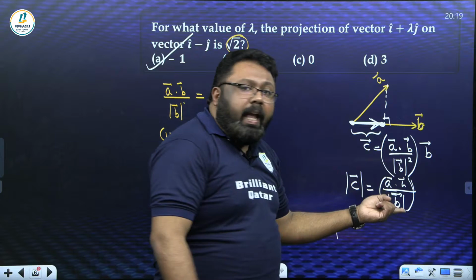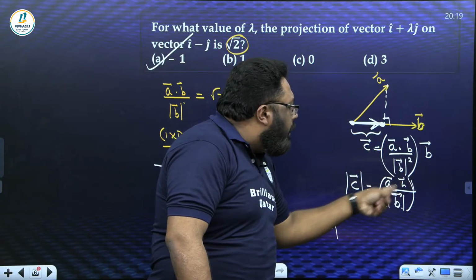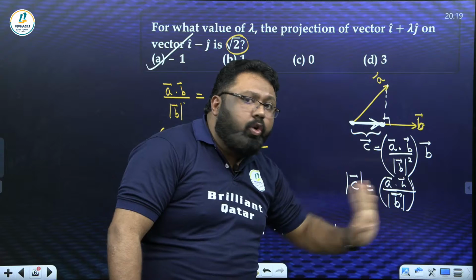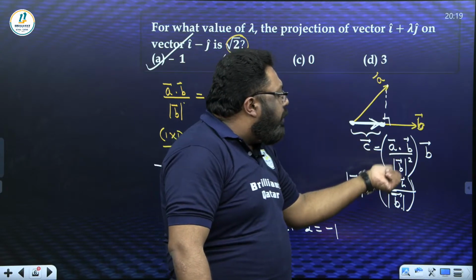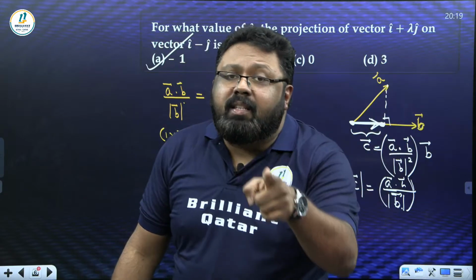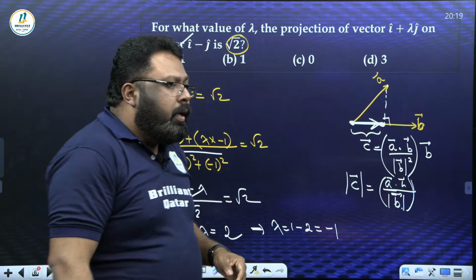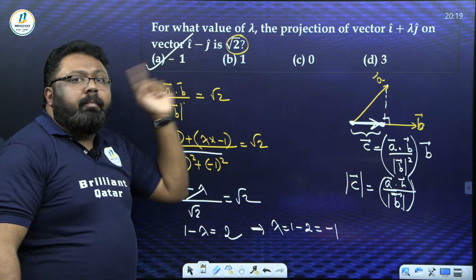Remember, once again, the small change: when you say magnitude, it's A dot B by magnitude B, no B squared. But when you say vector, it's A dot B by magnitude B squared into B vector. Hope everyone is clear. Check the option once again. Option A, minus 1.